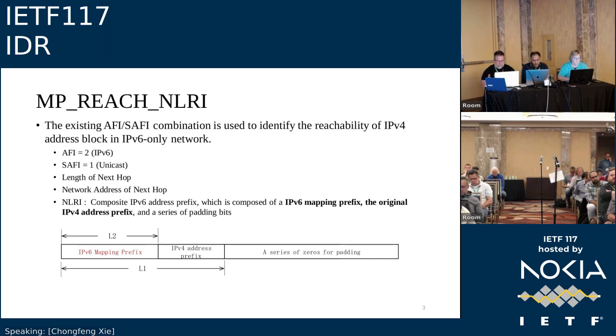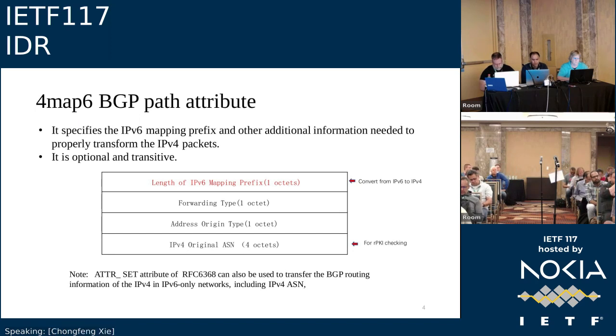In this draft, we propose to use the existing AFI/SAFI combination to identify the reachability of IPv4 address blocks in IPv6 networks. Based on the comments received, we also consider applying for a specific SAFI value in the future, but this needs further investigation. The NLRI field is composed of the IPv6 mapping prefix, the original IPv4 address prefix, and a series of padding bits. Next, please. In addition, we add a new BGP path attribute, proposed as the FORMAP6 attribute. It is used in conjunction with the SAFI for transferring IPv4-IPv6 address mapping rules in IPv6-only networks. It consists of the IPv6 mapping prefix length, forwarding type, address origin type, and IPv4 origin AS number. The attribute is optional and transitive. Next, please.